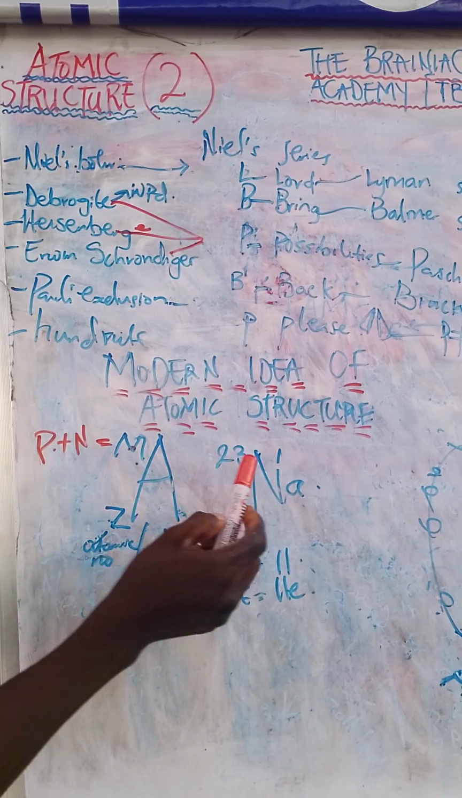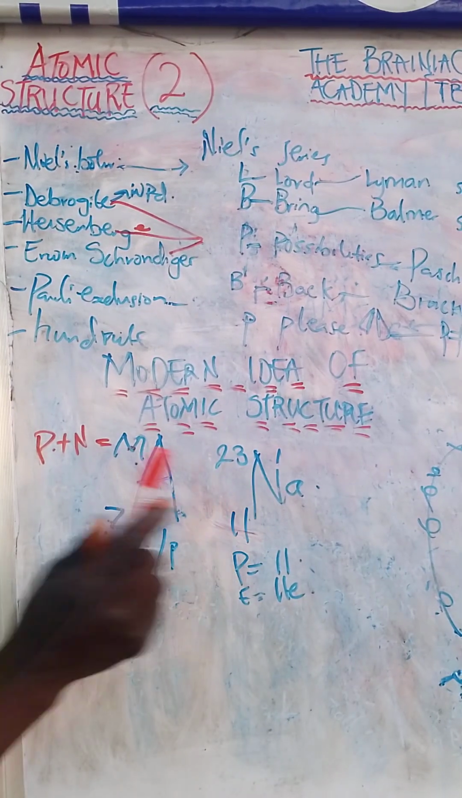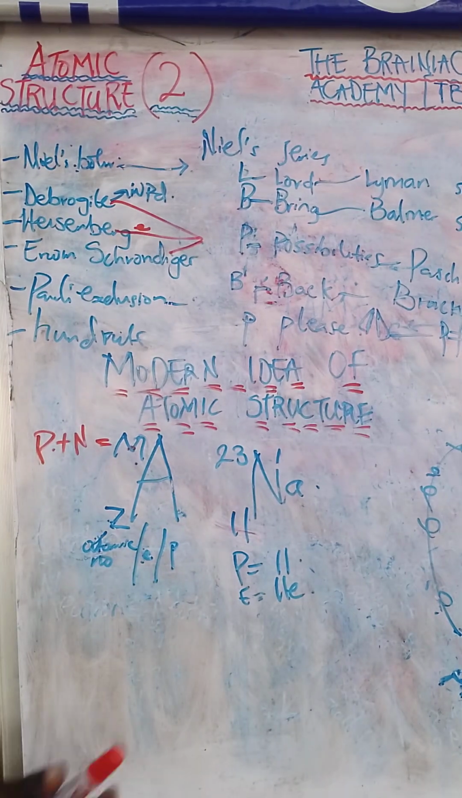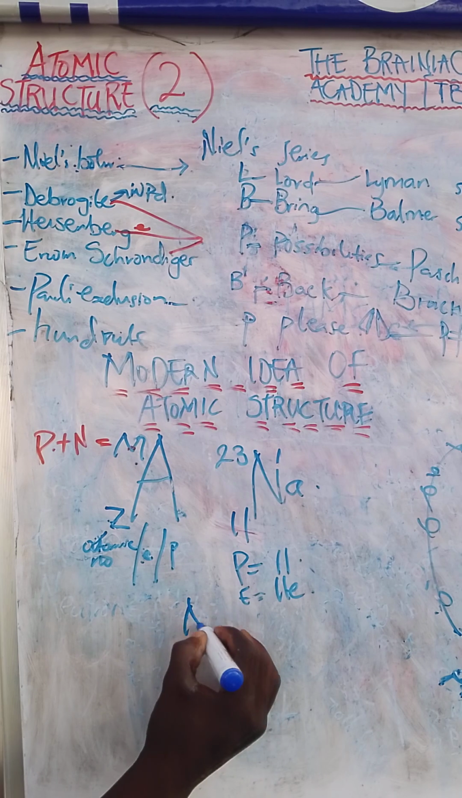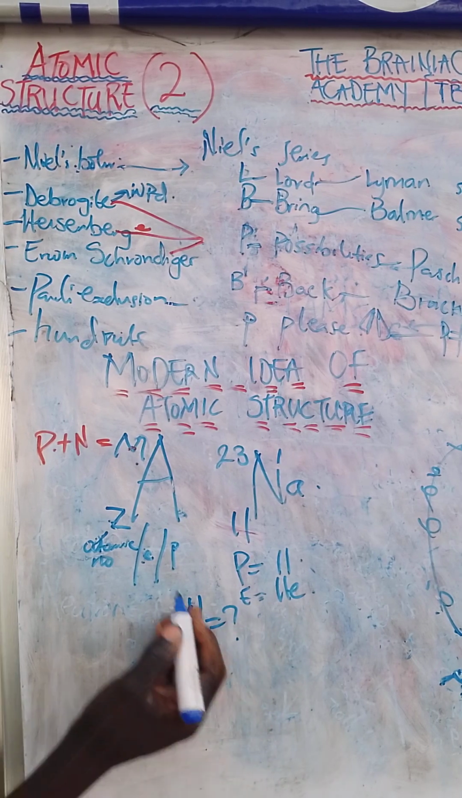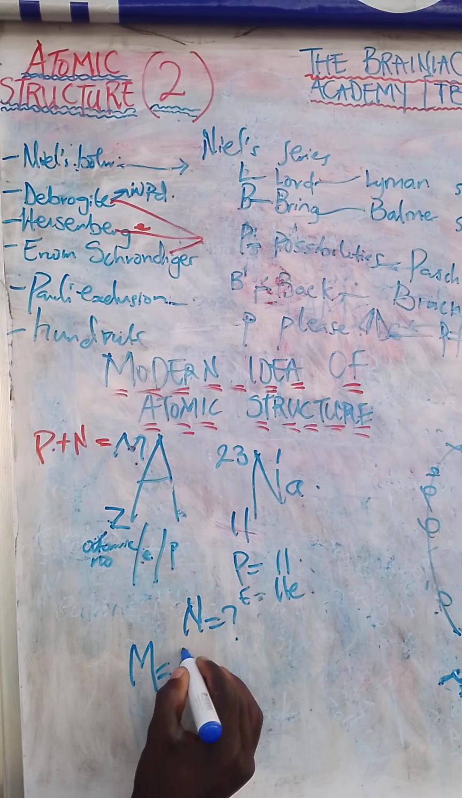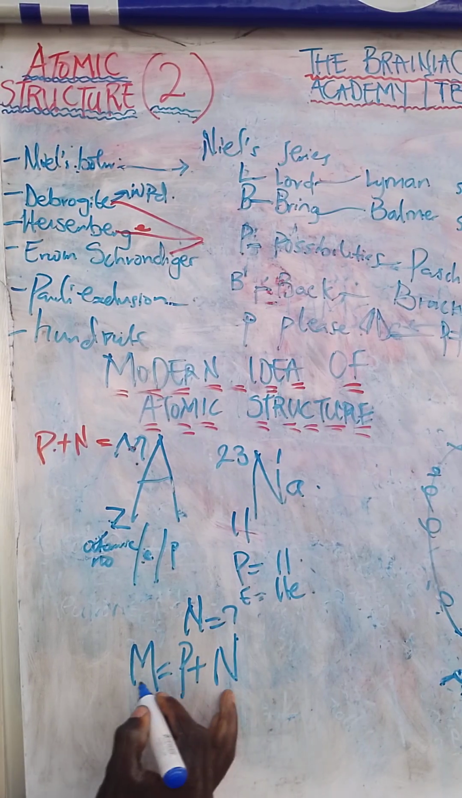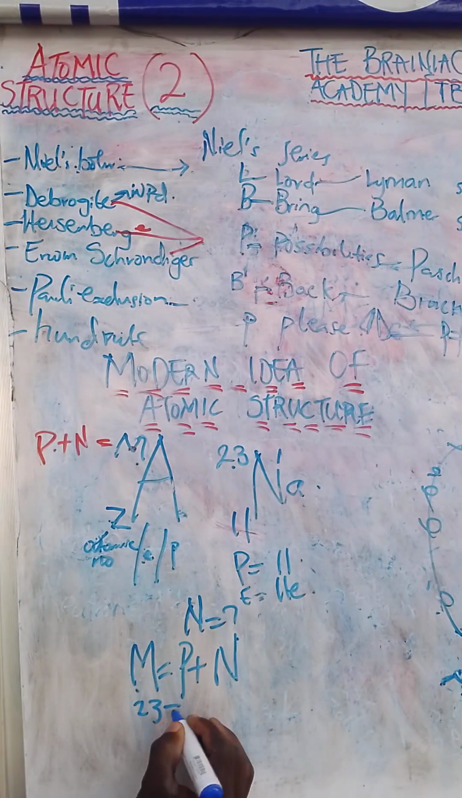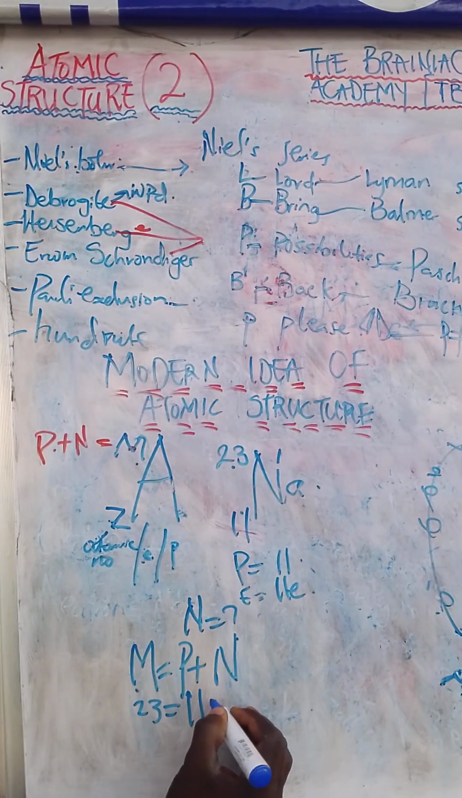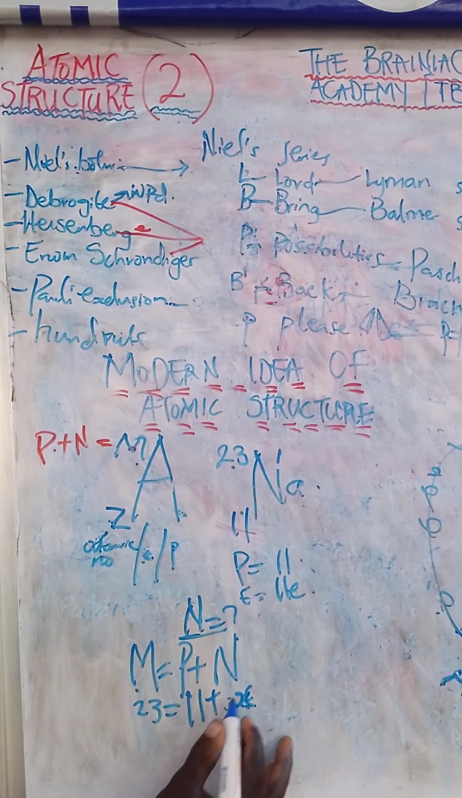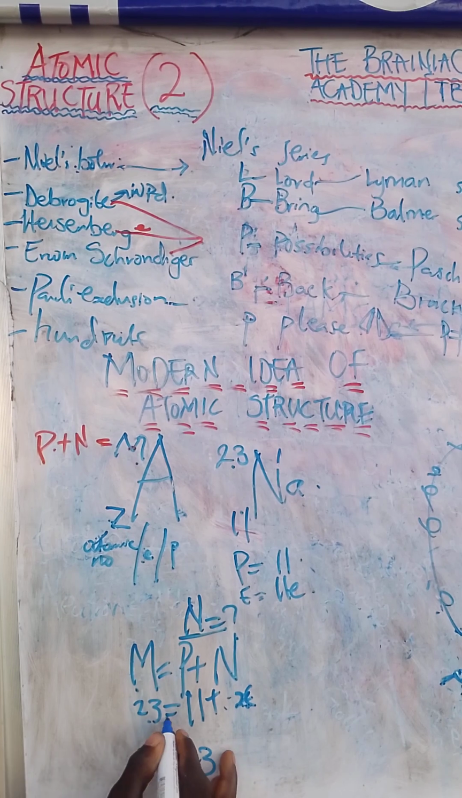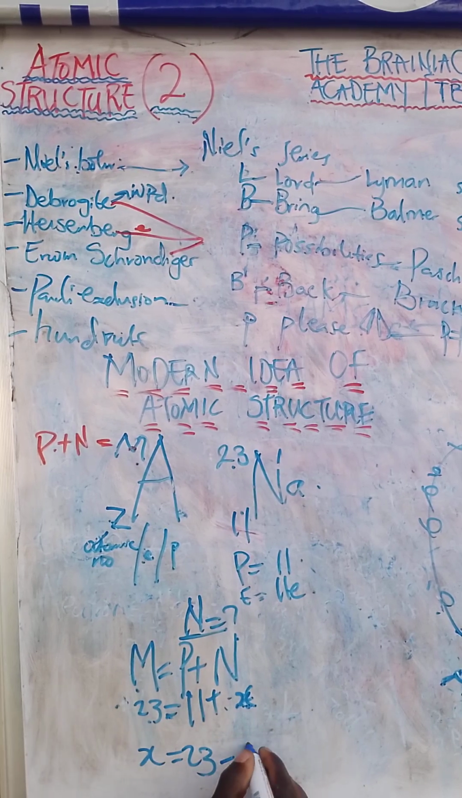Now, for example, in this element sodium, how are you going to find the neutron? Very simple. You go to your formula. My mass number equals my proton plus my neutron. My mass number here is 23, equals my proton, 11, plus X. We are looking for the neutron. So X equals 23 minus 11, and that gives us 12.